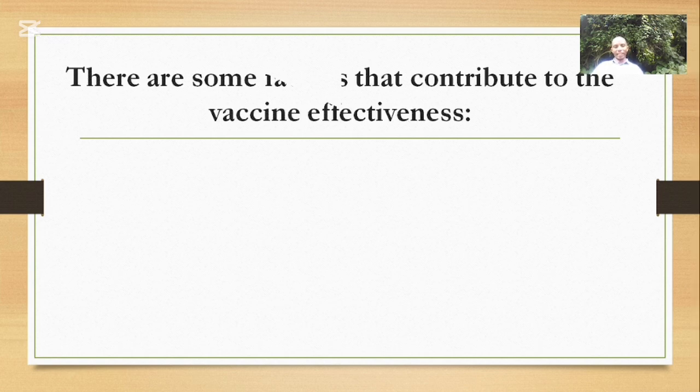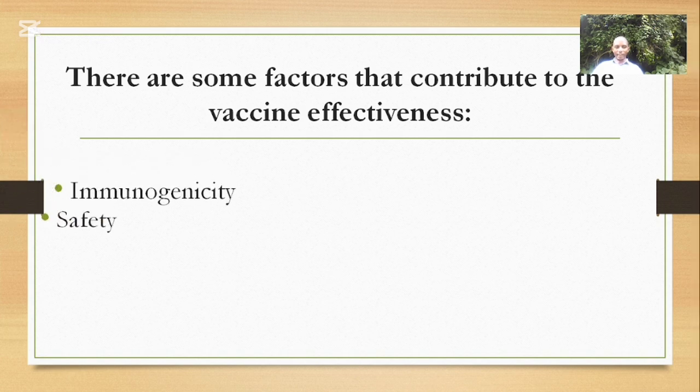There are some factors that can contribute to vaccine effectiveness. Among those factors, we can say immunogenicity. What is immunogenicity? Immunogenicity is the ability of the vaccine to induce a strong immunity. That strong immunity will end up inducing the memory cells, and those memory cells will fight against the harmful pathogen when exposed.